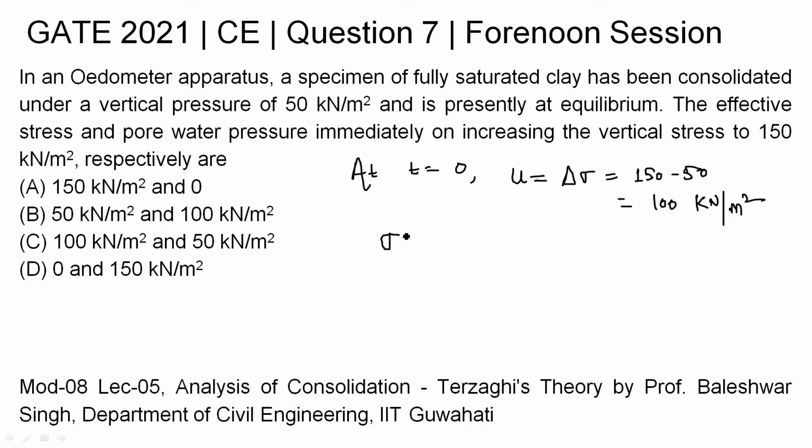So effective stress will be same as earlier, whatever the amount of stress applied at equilibrium, that is the value of effective stress. So effective stress will be same as earlier, which is 50 kilonewton per meter square. Now check the option. Always be cautious with the terms. Here in this question it is asking effective stress and pore water pressure. So you need to check the answer accordingly. So effective stress is 50 and pore water pressure is 100. So your answer will be 50 and 100. So option number B will be your right option. Thank you.